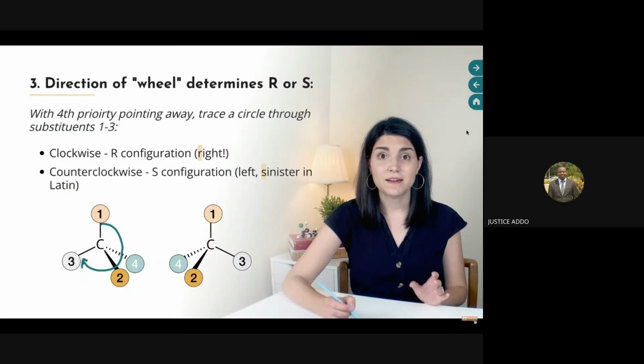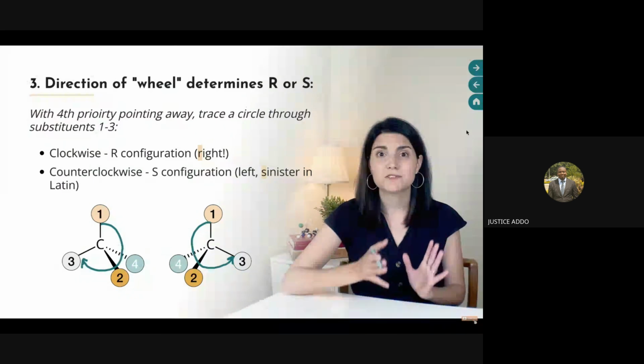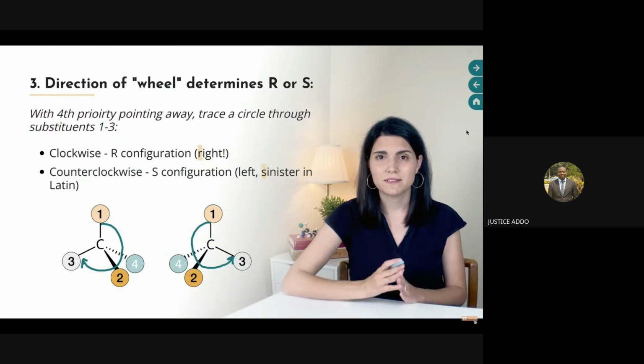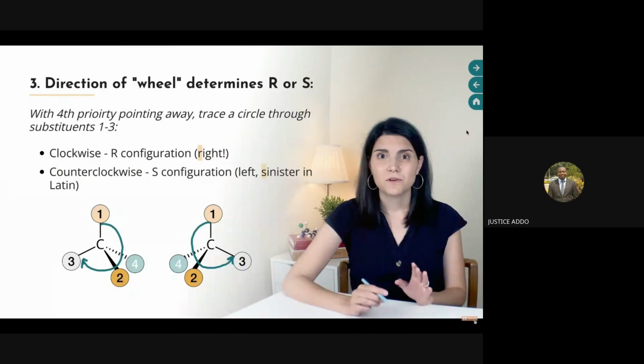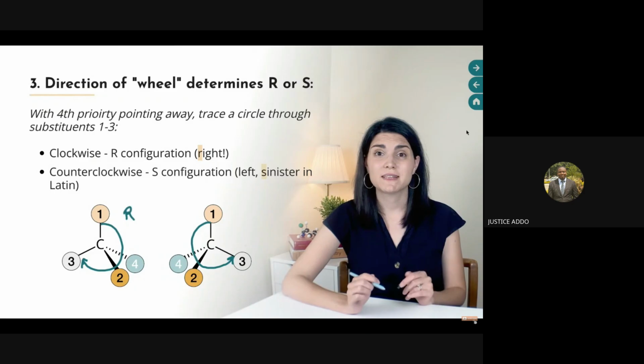And here on the enantiomer, the mirror image of that first molecule, we would also start at 1, and then the circle goes the other way through 2 and 3. Notice how those circles were traced in opposite directions. This is our differentiator. This is the key difference between these 2 enantiomers. If the circle that you traced is clockwise, the configuration is R. And if the circle that you traced is counterclockwise, the configuration is S.